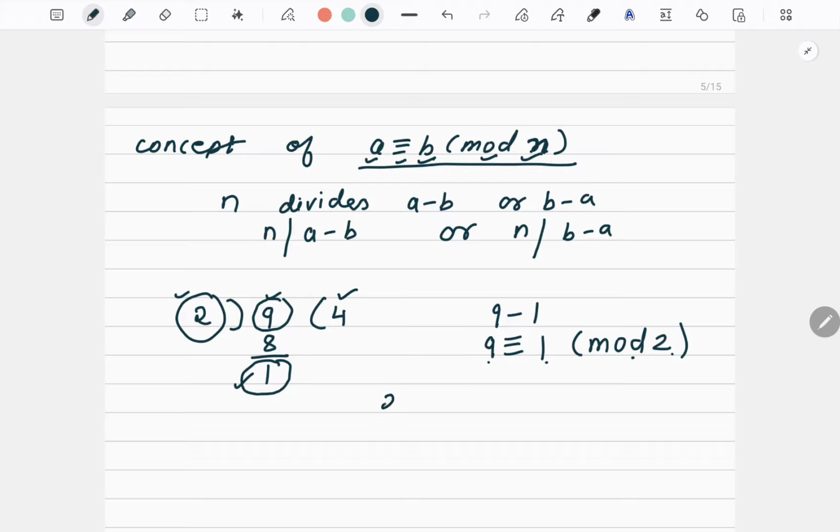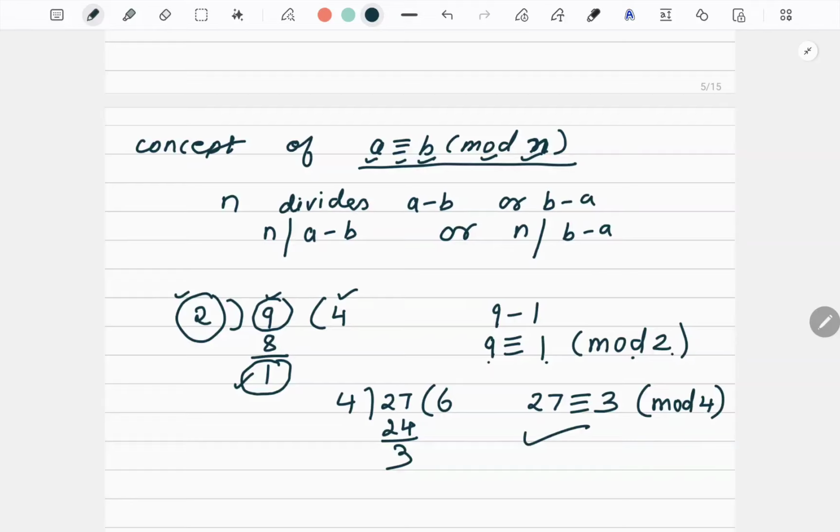If you divide, say, 27 by 4, we know that 27 is not divisible by 4. So definitely when I divide, there will be some remainder. Right. Now what will be the remainder? 4 sixes are 24. So the remainder is 3. It means when I subtract 3 from 27, it will become divisible by 4. So that is the concept of congruency.